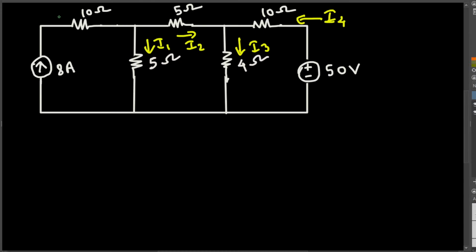Let's name this resistor as well. Let's call this resistor R1. Let's call this resistor R2. Let's say this is R3. Let's call this one R4. Let's call this one R5.